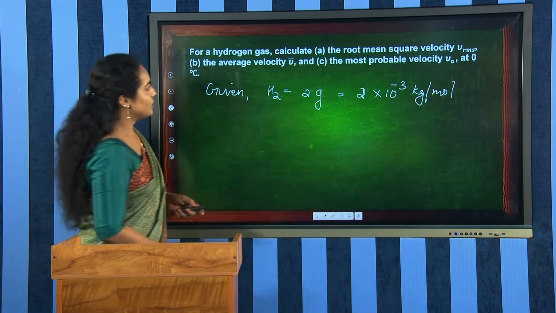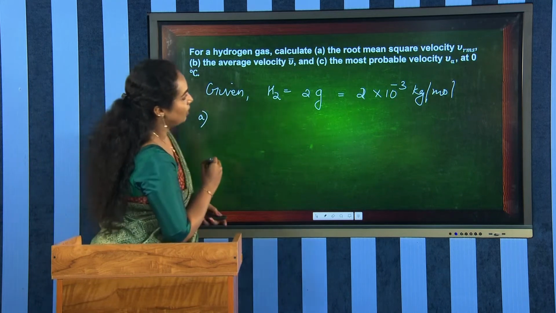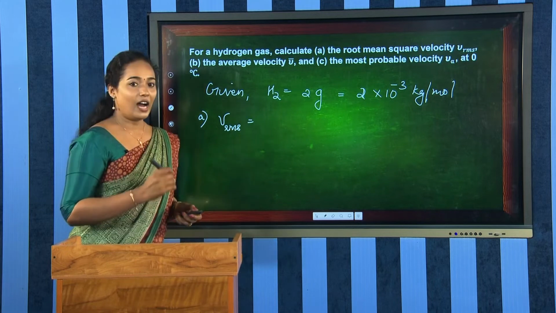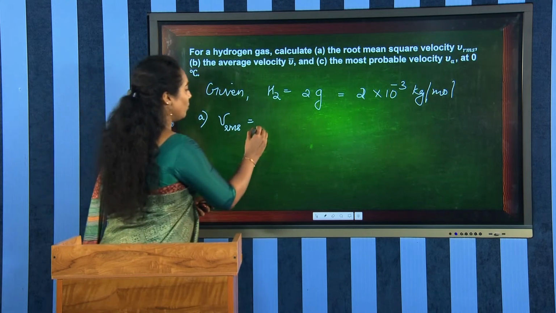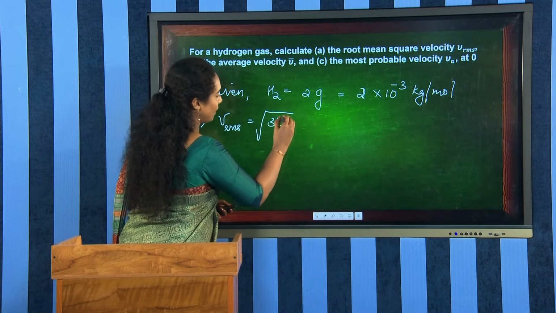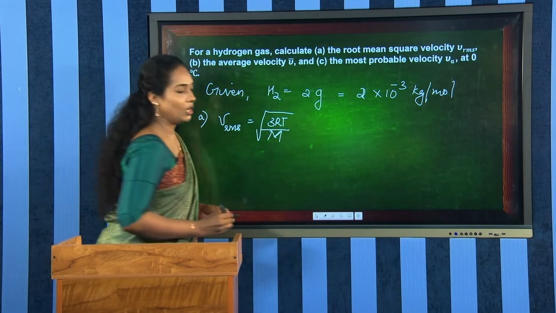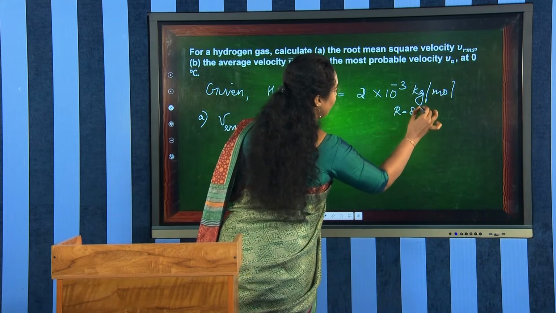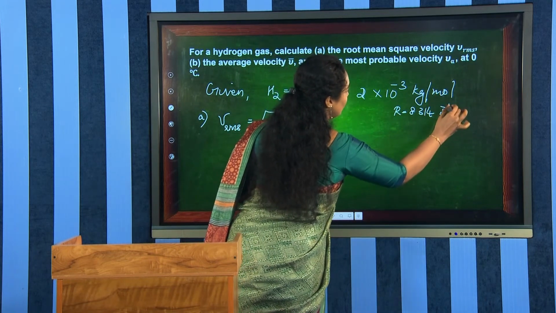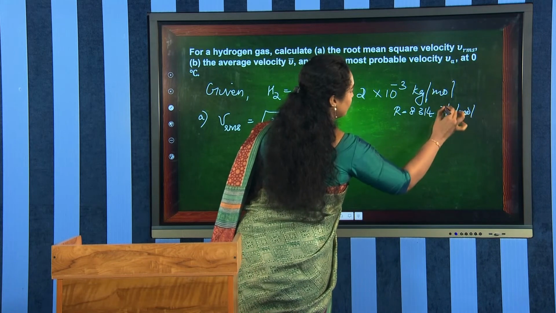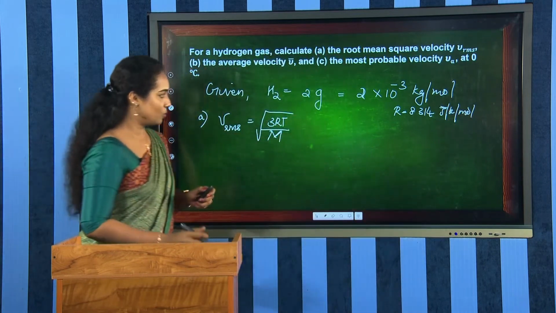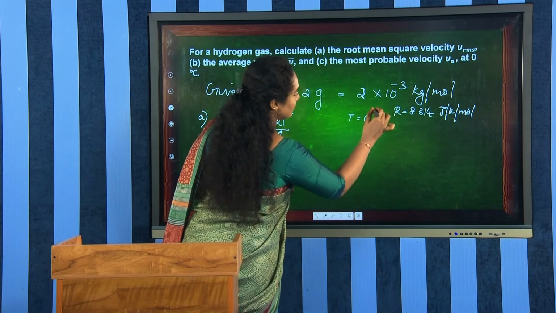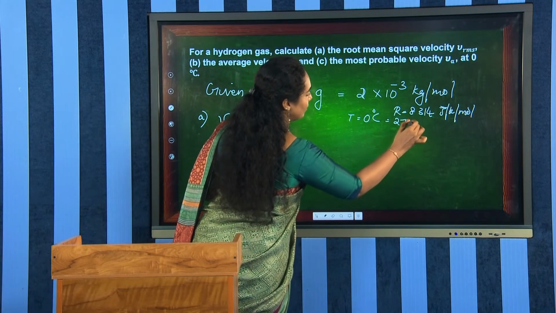Okay. And first we are going to start with RMS velocity. We know it is equal to root of 3RT by m. Here R is equal to 8.314 joule per Kelvin per mole. Also, one more thing I forgot, T is given as 0 degree Celsius, which is equal to 273 Kelvin.